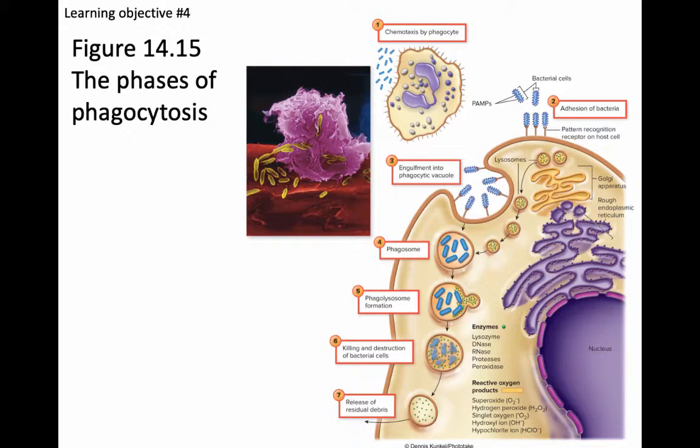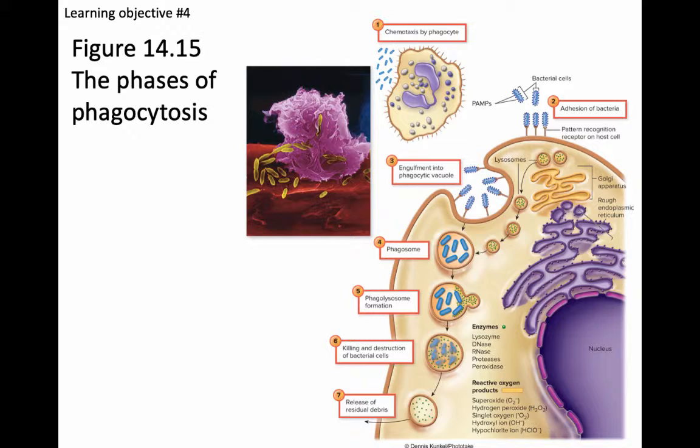In phagocytosis, which is how a phagocyte responds to a microbe, the first step is chemotaxis, and this is the phagocyte following a chemical trail to find the invading microbe. So this is how the phagocyte finds the microbe. The second step is adhesion of the phagocyte to the microbe. In this step, we have on the surface of the phagocyte receptors called pattern recognition receptors. These will be able to bind to patterns on microbes or foreign molecules.